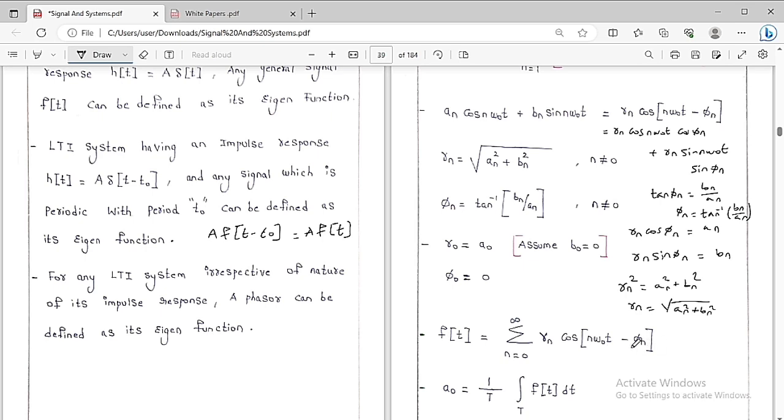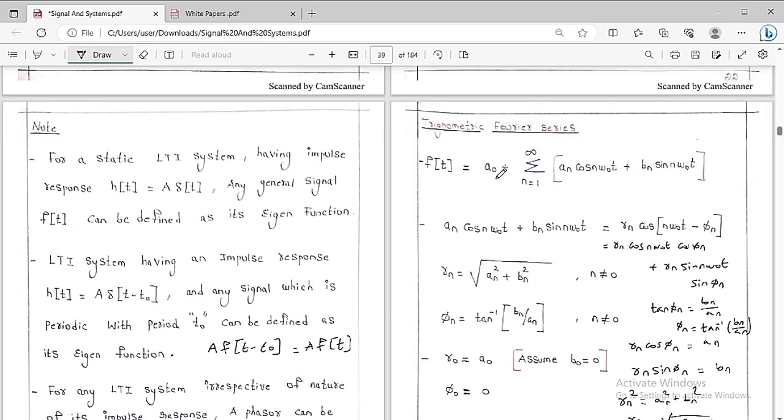So if we expand, then what are we going to get? Suppose we substitute n is equal to 0, then we get R0 cos of minus phi 0. You can see cos of minus phi is nothing but cos of phi only. So cos of phi 0, and phi 0 is nothing but 0, so cos 0 is equal to 1, and R0 is nothing but A naught. So therefore we are going to get A naught only. That's the reason I have clubbed all these things into a simple format.